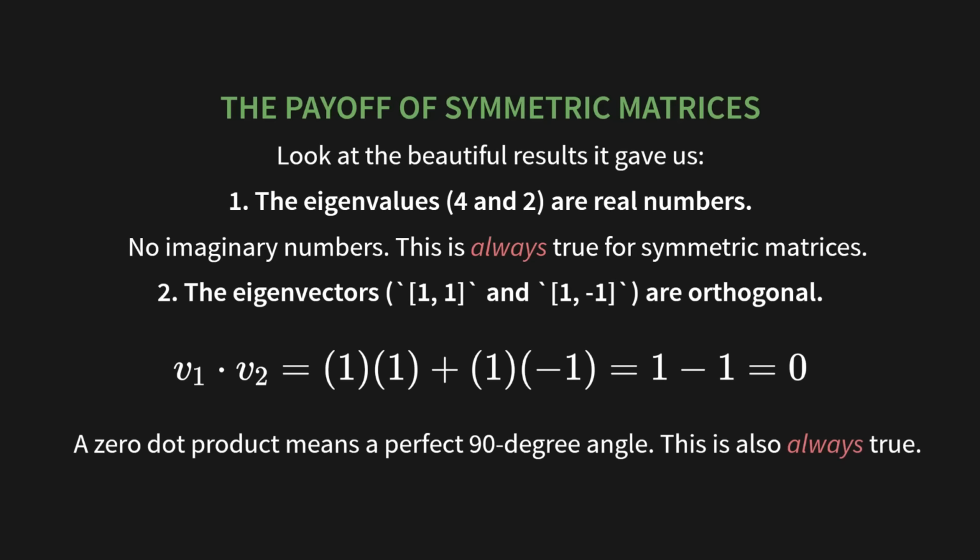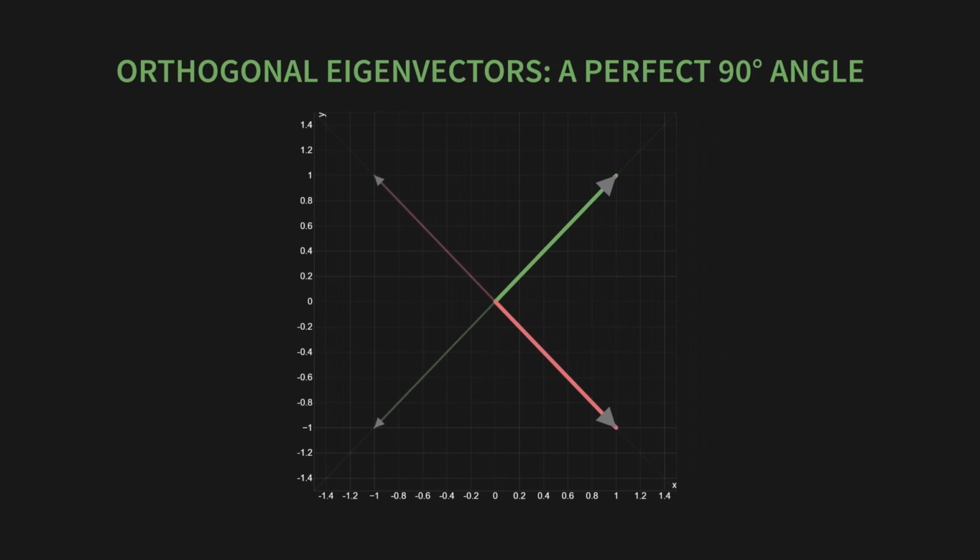v1 dot v2 is 0. A 0 dot product means a perfect 90-degree angle. This is also always true for symmetric matrices. You can see it right here, orthogonal eigenvectors at a perfect 90-degree angle. This clean geometry makes these matrices the bedrock of data science. They represent stable, well-behaved systems whose fundamental axes don't shear or skew.